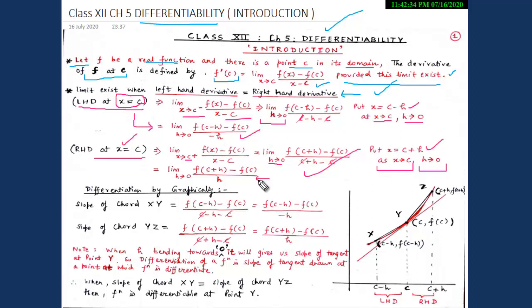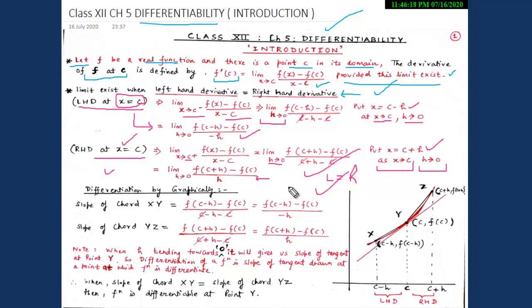So, when the left hand derivative at x is equal to C is equal to the right hand derivative at x is equal to C, we can say that our function is differentiable at x is equal to C. And now we will study the same concept by the graphical method.